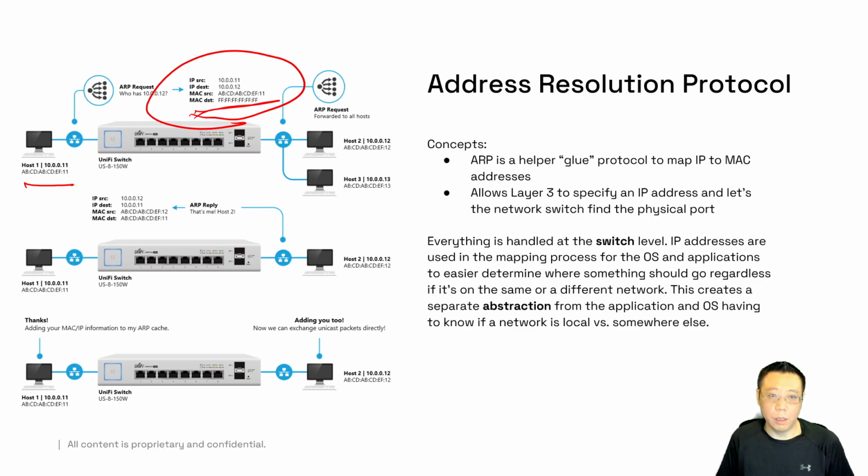Non-gratuitous ARP really means that the switch or someone else specifically replies saying, I'm .12, here is my MAC address. In this case, my MAC address is whatever, right? My MAC address would be here at .12.